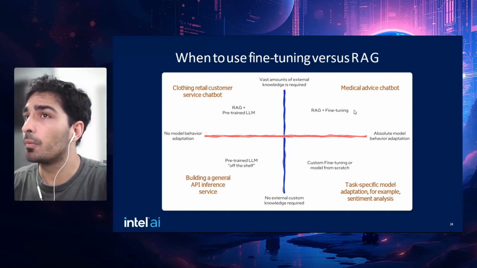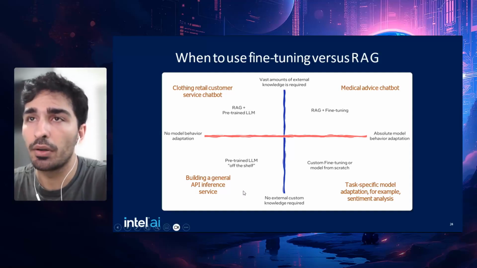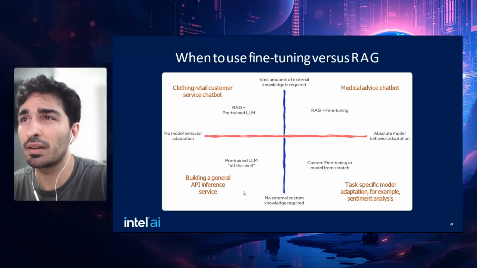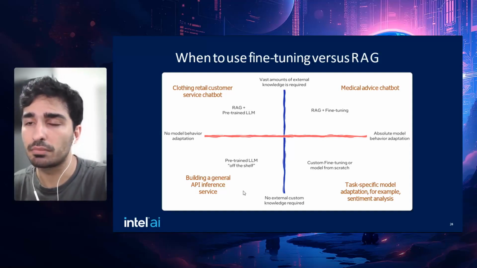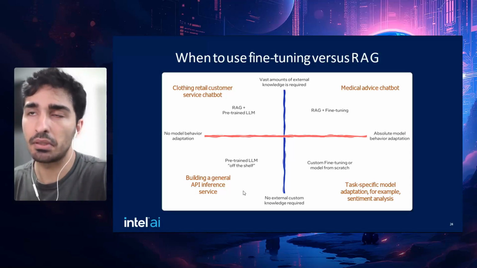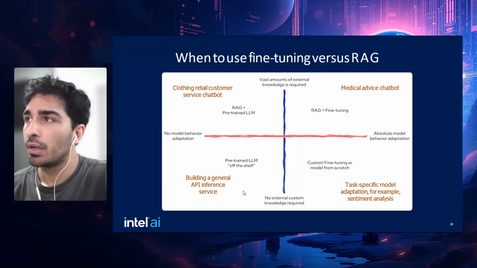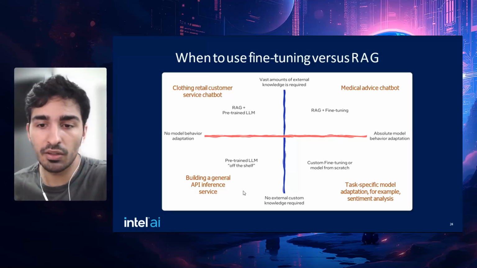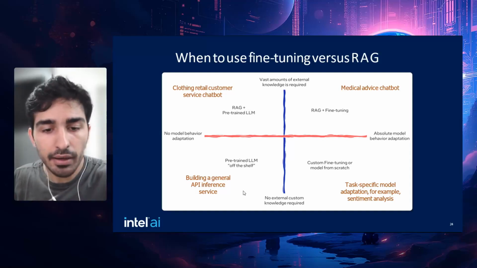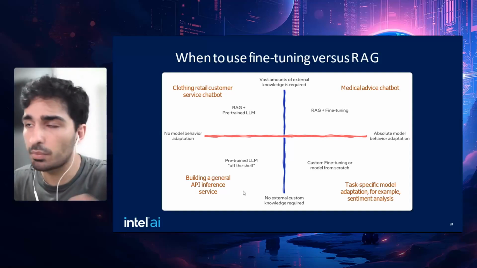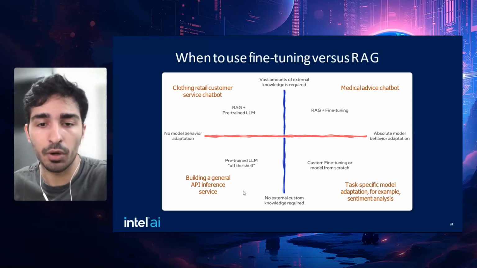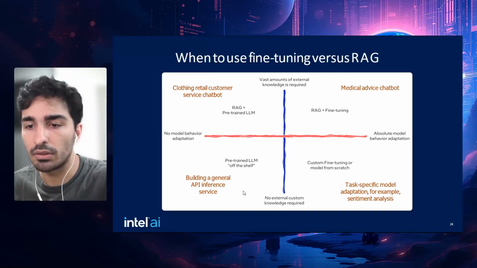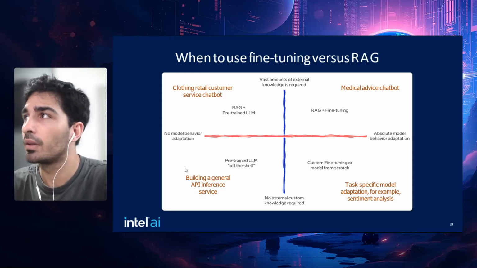And we also have some other examples, like building a general API inference service. This would be just a pre-trained, off-the-shelf, wrapped version of any LLM available, and also a task-specific model adaptation, like sentiment analysis. This would probably work better not with any RAG. We don't need any database for this, but fine-tuning might work better for the model to analyze or identify those sentiments.